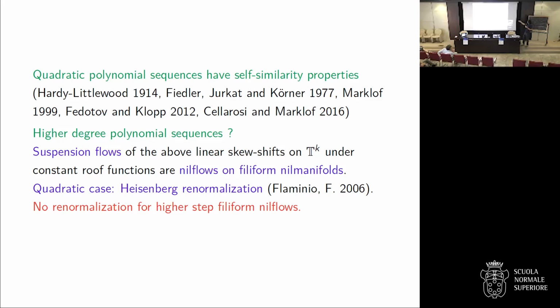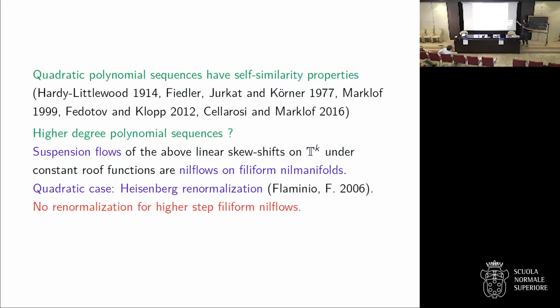The way we go about it is that we take the skew shift and we suspend it. So we take suspensions with constant roof, so the roof is 1. It turns out that these suspensions are flows on a certain kind of nilmanifolds that will reappear a little later. They are filiform nilmanifolds. And in the quadratic case, where we have self-similarity, we get the Heisenberg group.